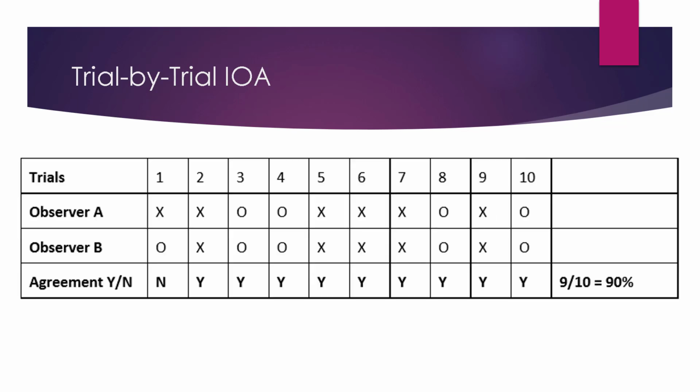In this example, two observers observed a student's behavior for 10 trials. The two observers agreed that the behavior occurred in 4 intervals and agreed that the behavior did not occur in 5 intervals. So in 9 out of the 10 intervals, the two observers agreed, giving a trial-by-trial IOA of 90%.